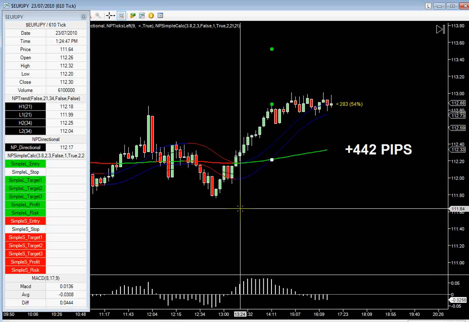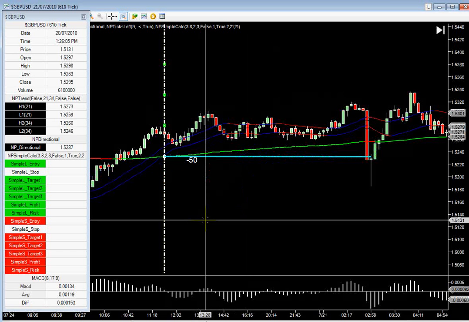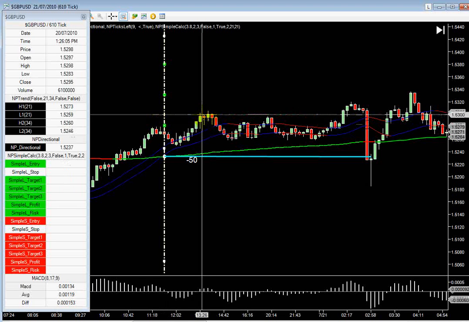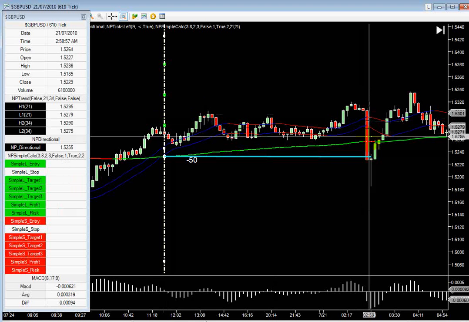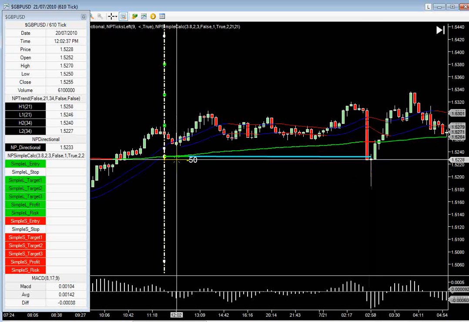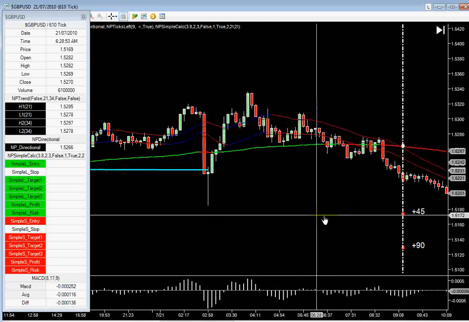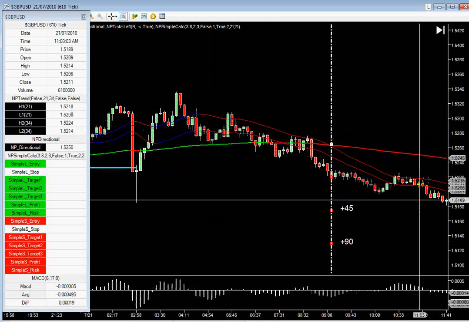Not bad. Let's take a look at the pound US. Well, what goes up must come down, right? Here's our pound US trade. In this trade, definitely here, right? Comes back out, takes you out. The spike down right here. Quick loss for a minus 50. Let's keep going. We're going to make that back with this trade.